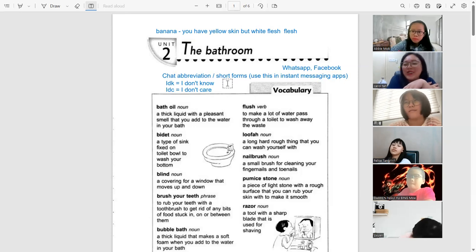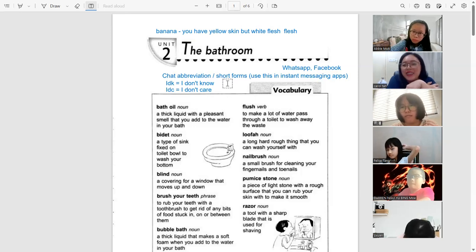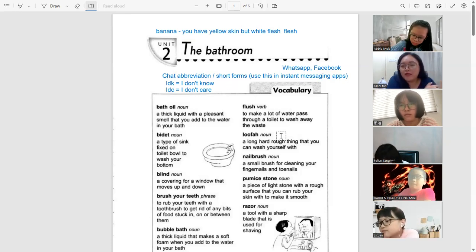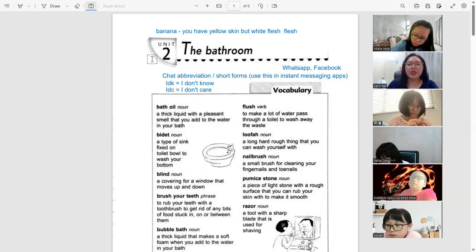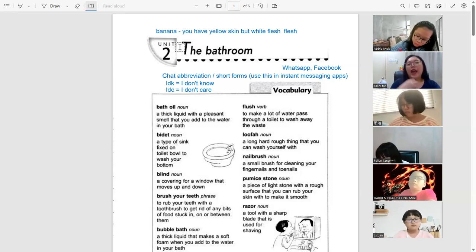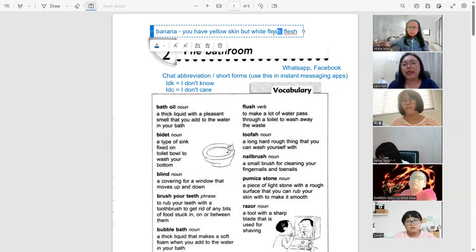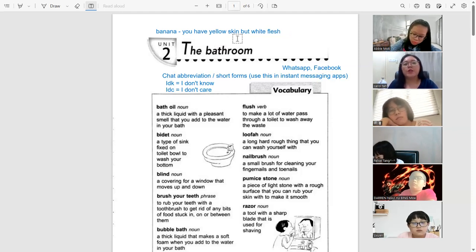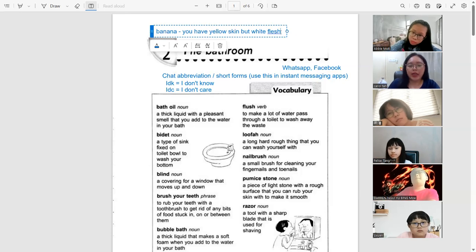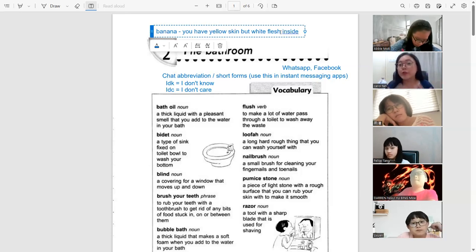You can turn on your mic and say something, right? Minhui? So Chinese have? Yeah, Minhui. Yellow. You can say Chinese have yellow skin. Good. So Chinese, we have yellow skin, but I have white flesh inside, which means I speak English. White people, you can learn something, right? You have yellow skin but white flesh inside, meaning I look Chinese, but I speak English.